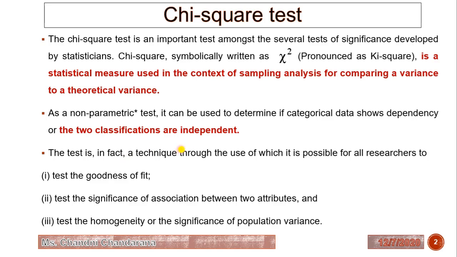Now it is a technique through the use of which it is possible for all researchers to test the goodness of fit, to test the significance of association between two attributes, as well as to test homogeneity, or the significance of population variance.